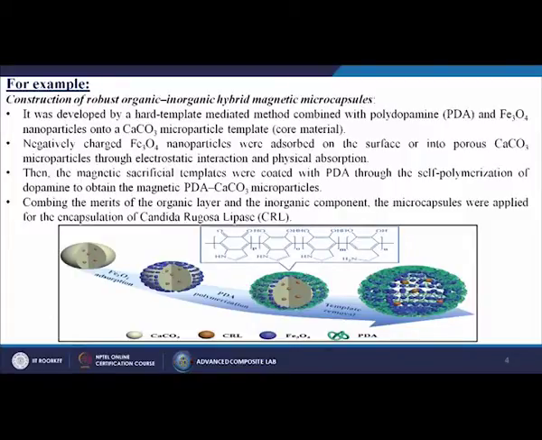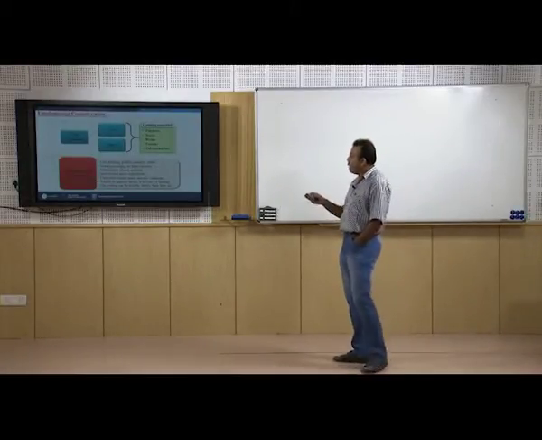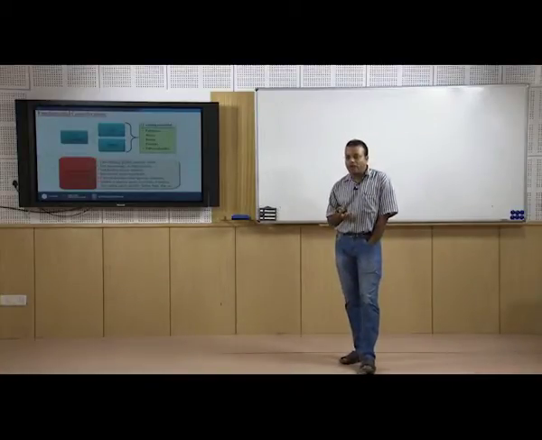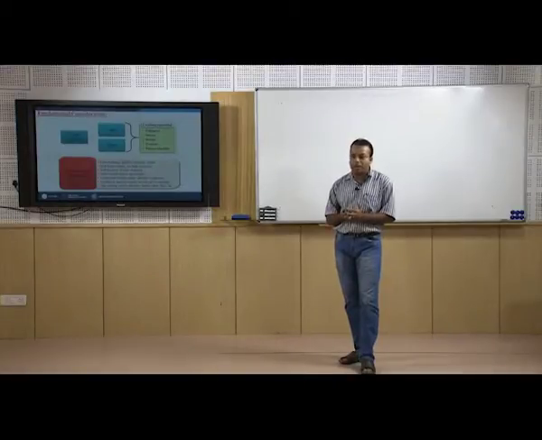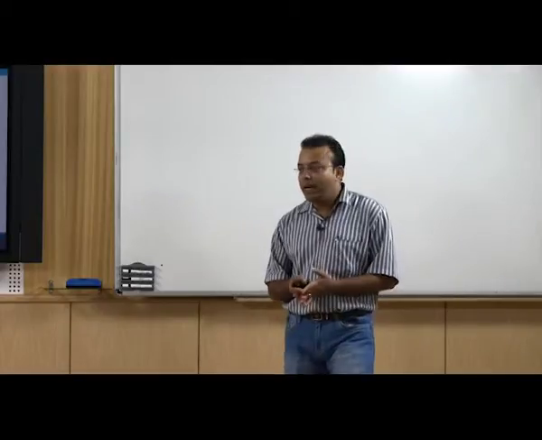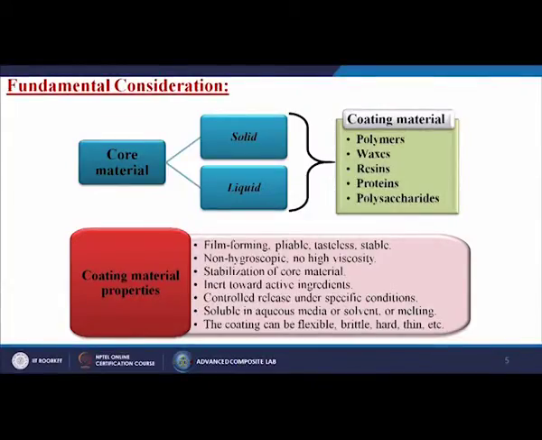As I told already, our core material can be anything, in the form of solid or in the form of liquid. Now, the coating materials are divided into polymers, waxes, resins, proteins and polysaccharides. As I told already, the main applications of this kind of microencapsulation are biomedical, medical, or drug delivery applications. So, generally we use materials like polymers, wax, resins, proteins and polysaccharides as coating materials.